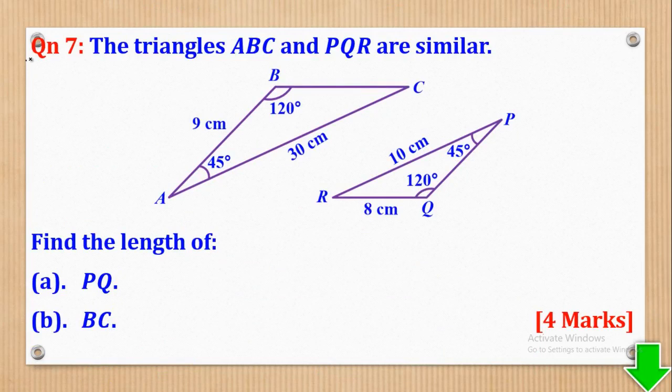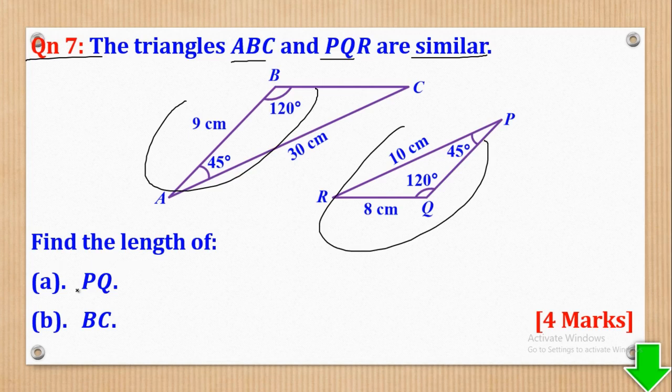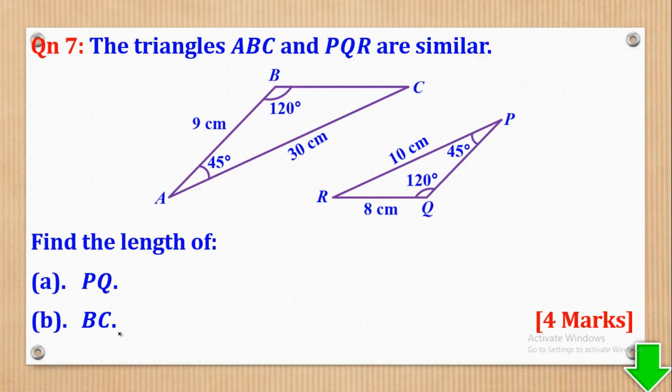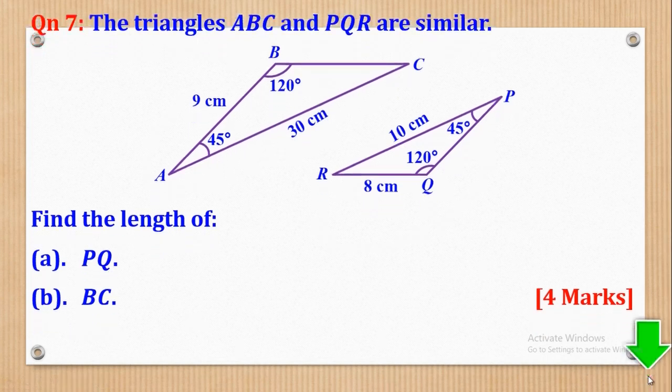So now we shall go to question 7. Question 7 says triangles ABC and PQR are similar. Find the length of PQ and BC. Here we shall use similarity. We shall say that PQ over 10 is equal to 9 over 30.